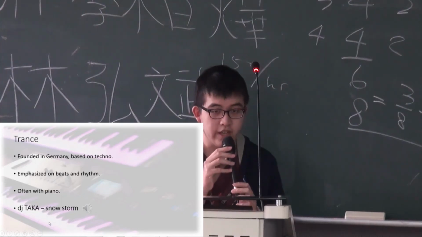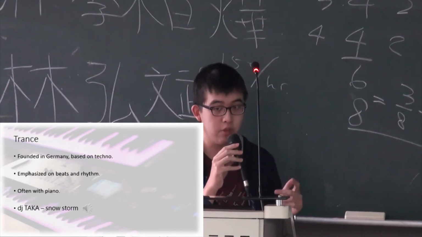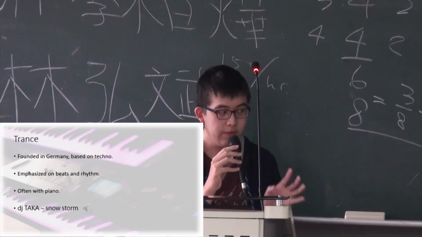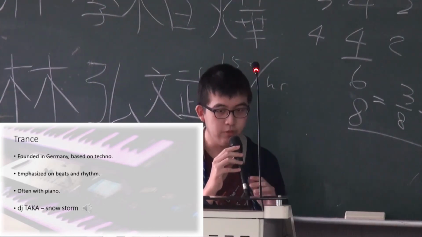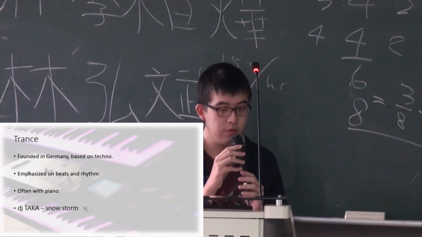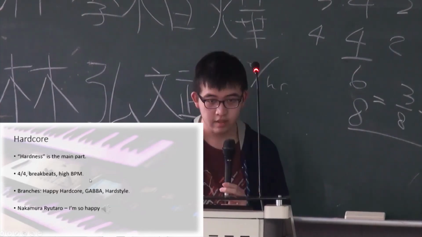And the next one is trance. It is a foreign genre, not from America, based on techno. You can say it's a branch of techno, and it's emphasized on beats and rhythm. Different from techno, it is more focused on the rhythm and overlaid with piano, like this song. The song is called Snowstorm.